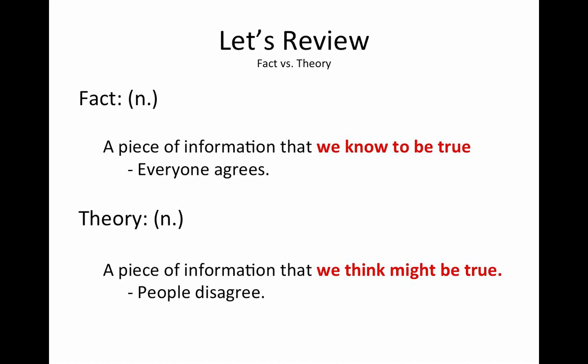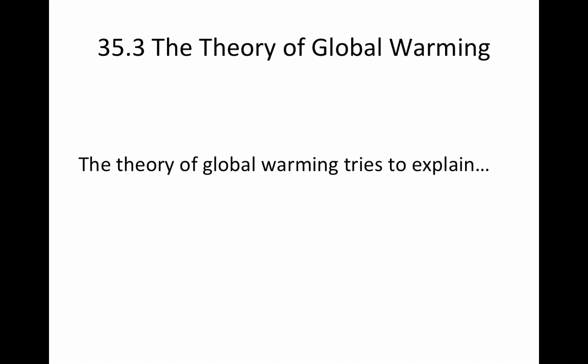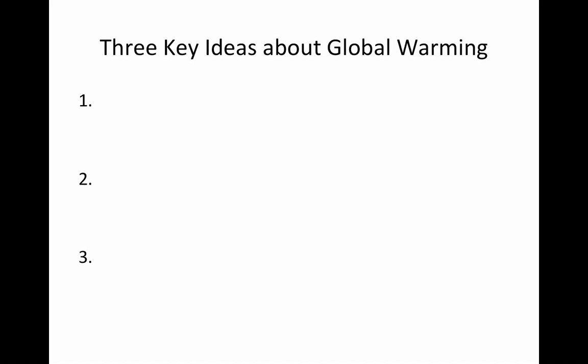One such theory is the theory of global warming. This theory tries to explain why the climate is heating up. And the theory is based on three key ideas about global warming. First, it says that Earth's climate is getting warmer. The average temperature on Earth is increasing, and scientists estimate that this is approximately 2 degrees Celsius so far.